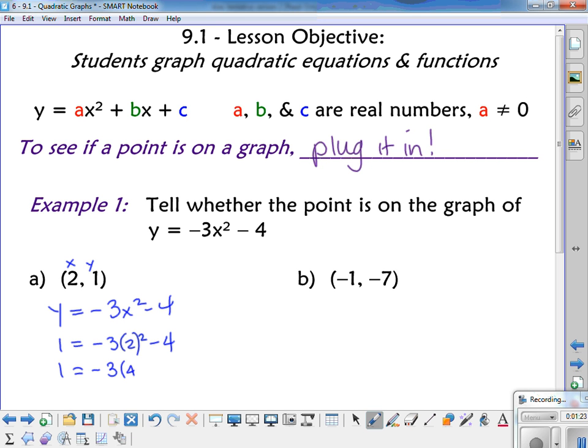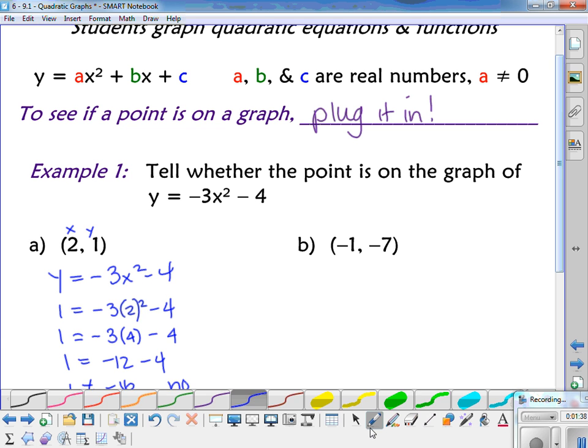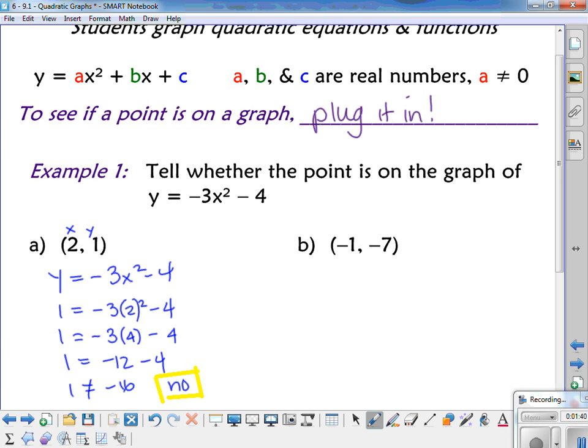And 2 squared is 4. So then I have 1 equals negative 12 minus 4. Is that true? Does 1 equal negative 16? No. So that means that that one is not on that graph. Okay?